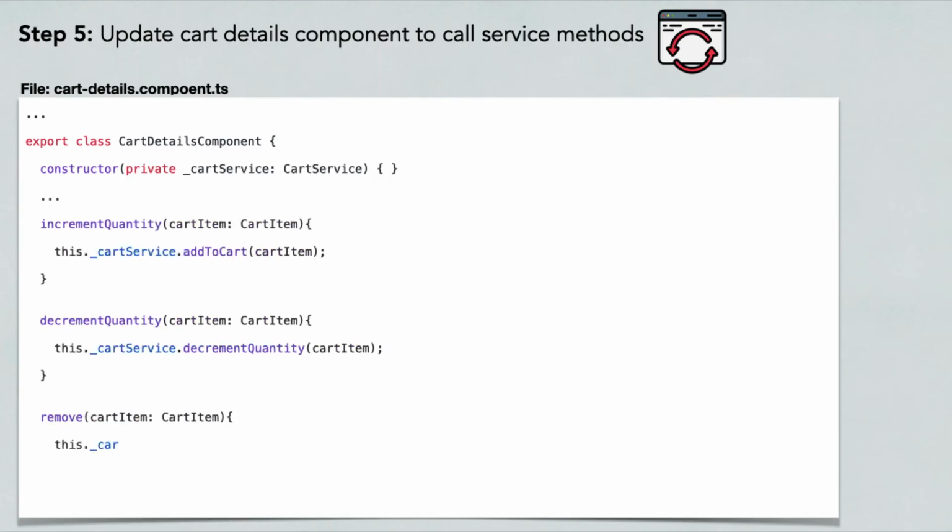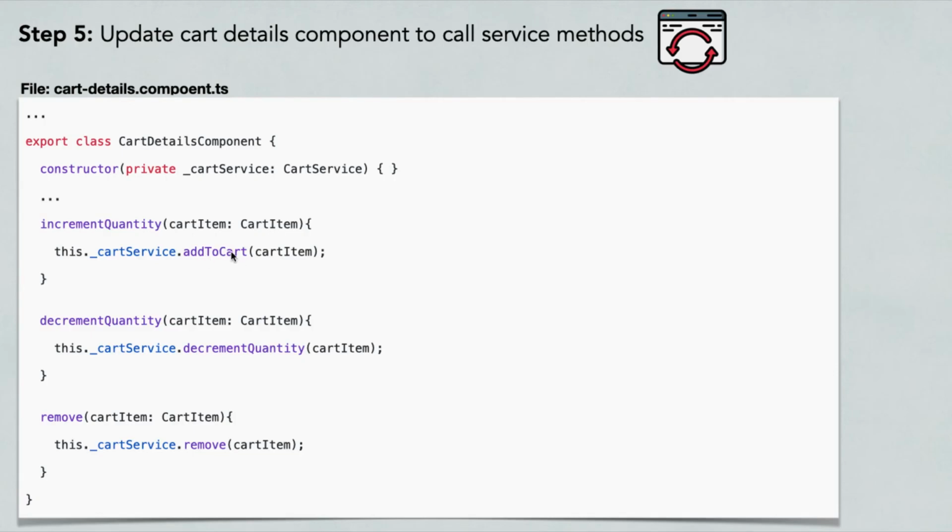And the last step is to update the cart details component to call the service methods. So within the cart-details.component.ts file, in the constructor we are going to inject the cart service, and then we are going to define the increment quantity method, and to this we are going to pass the cart item. Within the increment quantity method, we are going to make use of the cart service to call the addToCart method which we have defined in our previous section. We don't need to create a separate method for handling the increment quantity. We are going to make use of the same old method which we have created in our earlier videos.